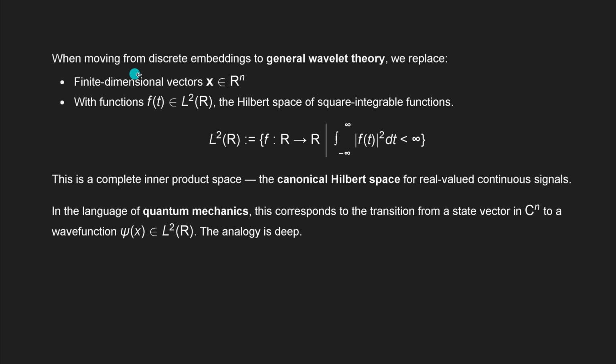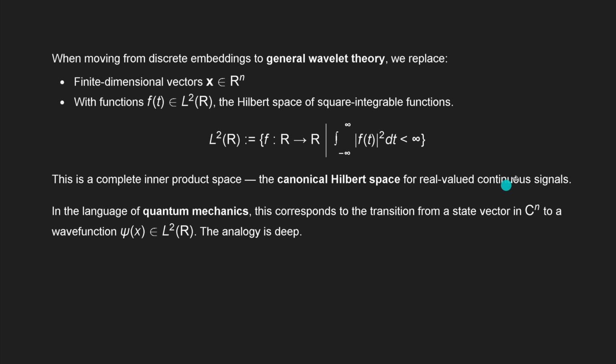Now, when moving from discrete embeddings to general wavelet theory, what do we do? We replace our finite-dimensional vectors with functions, the Hilbert space of square-integrable functions, L2, beautiful. And this is the beauty: we also have a complete inner product space, a canonical Hilbert space for real-valued continuous signals.